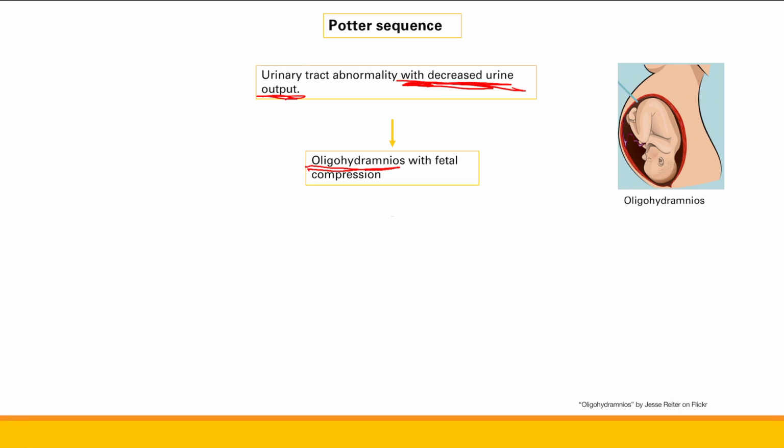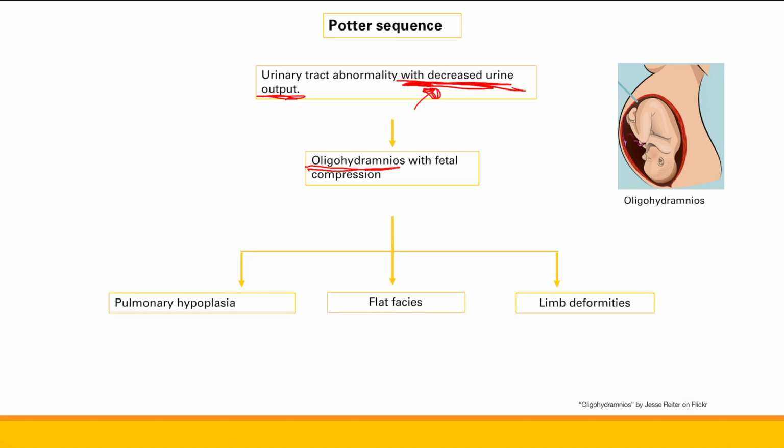And the reason for this is that most of the amniotic fluid derives from fetal urine, okay? So the baby is normally just swimming in its urine and it acts as a cushion for it. But if you have this decreased urine output, as we see here, then we have a problem. We have oligohydramnios, you lose that fluid cushion, and now you're going to get compression of the fetus. Now there's going to be a variety of symptoms associated with this Potter sequence.